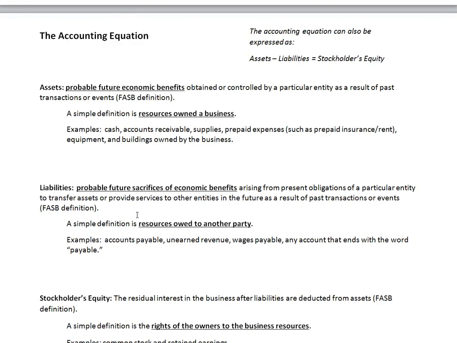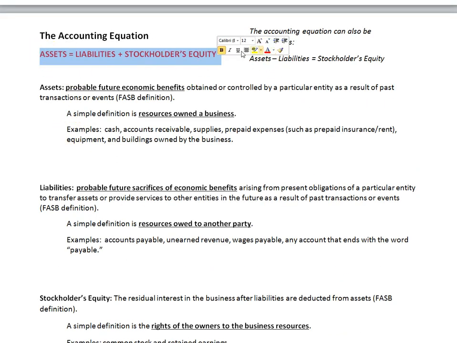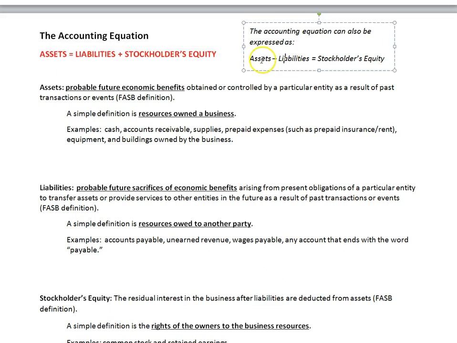Alright, the next page, very important, the accounting equation. Assets equal liabilities plus stockholders' equity. This is referred to as the accounting equation. It's very important because it's going to make up the foundation of the balance sheet that we're going to see later. But this is also an equation. Just like in math, you can subtract liabilities from both sides and you'll end up with an equally true statement. Assets minus liabilities equals stockholders' equity.